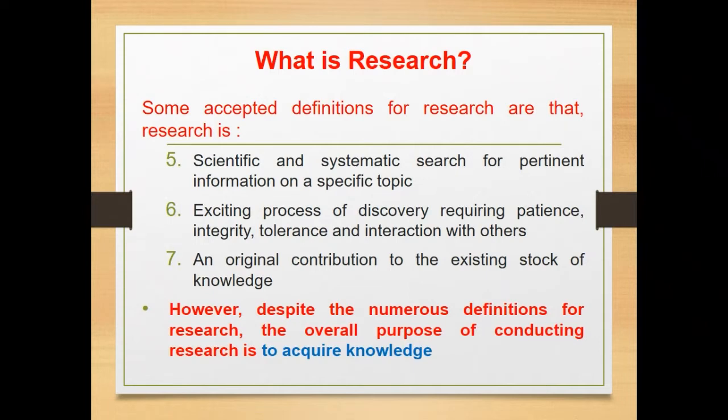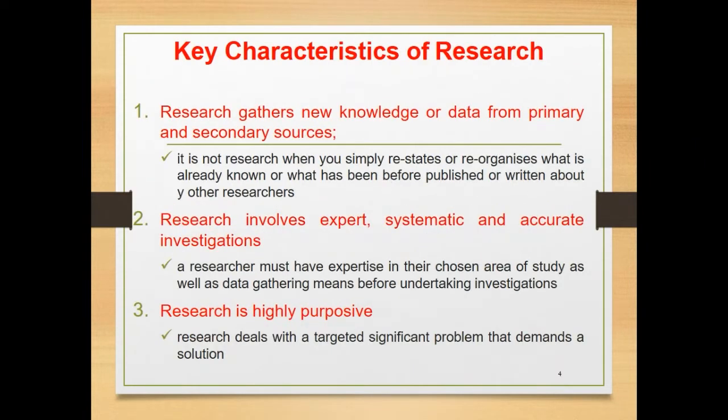However, despite all these numerous definitions for research, the overall purpose of conducting research generally settles with acquisition of knowledge. Okay? And there are key characteristics of research. The first one is that a research gathers new knowledge or data from primary and secondary sources. Okay, I think let's not mix the two. Primary sources is the source that you have, that you will conduct. You will be the one gathering it. That's primary. You know it's primary. But secondary is what others have done.